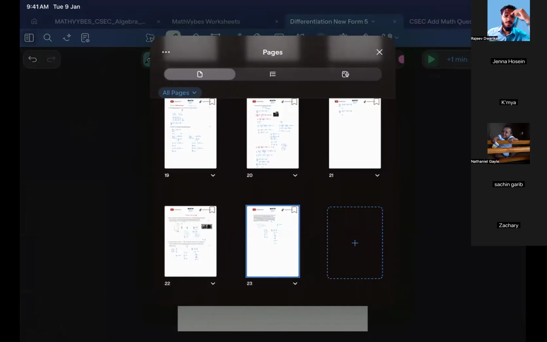Do you want me to send it separately or just put it in the same document? That's done the same thing.